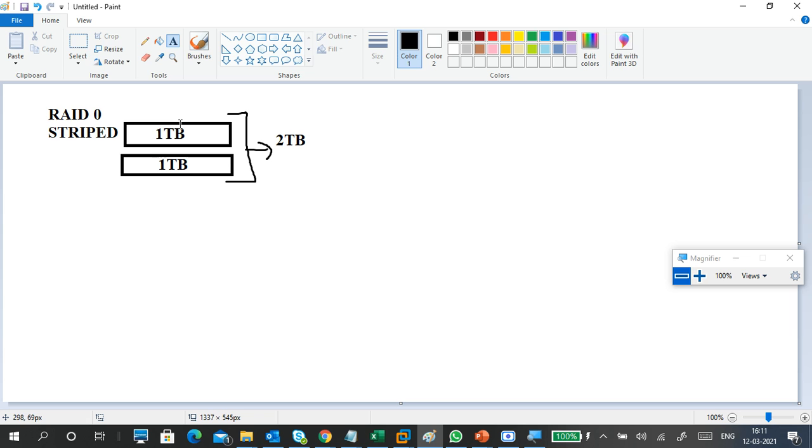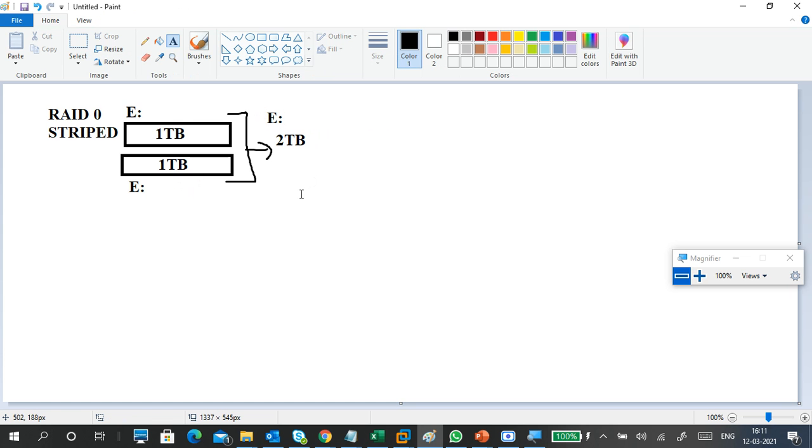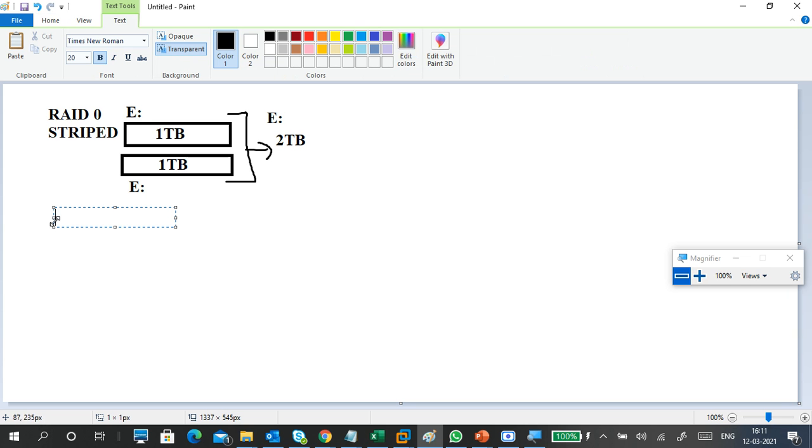I'm combining 1 terabyte, 1 terabyte. Combinedly, I'm giving 2 terabytes. It means, for example, this is an E drive, and automatically this disk also becomes E drive, and the total E drive space is 2 terabytes now. So the second one automatically becomes E drive. This is not another E drive. So when I add this one, the total E drive becomes 2 terabytes.